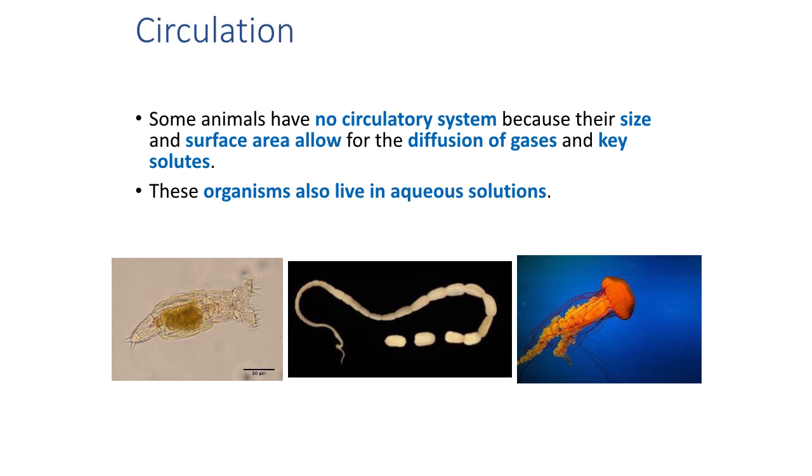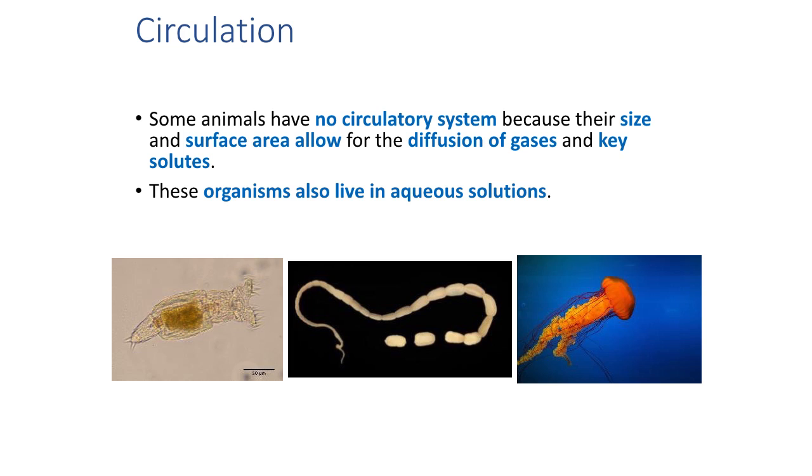So not all animals are going to have to rely on a circulatory system because they are very small, or they are flat and can just rely strictly on diffusion to get key nutrients into their body. Now, you're going to find organisms with no circulatory system living in aqueous environments. So they're going to be aquatic in some way, and they're going to get those gases and nutrients by diffusion from the environment into their body.